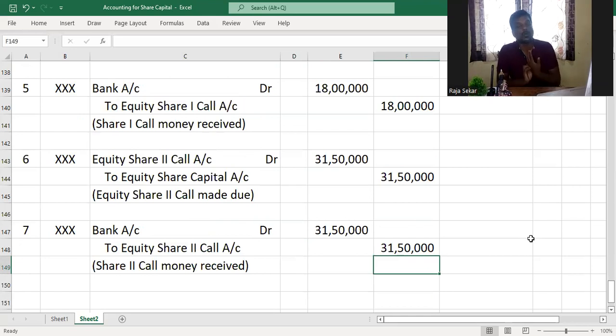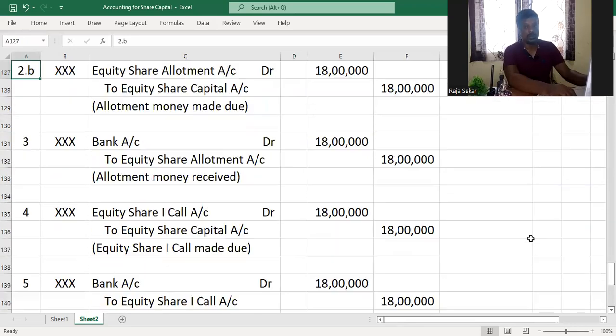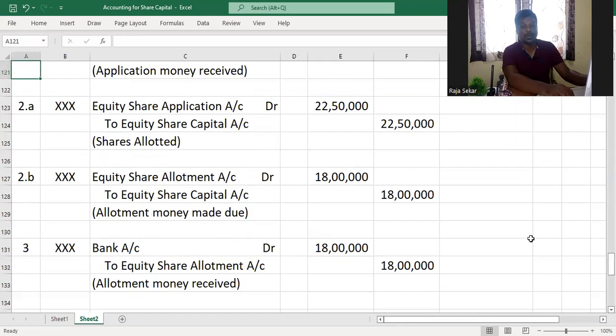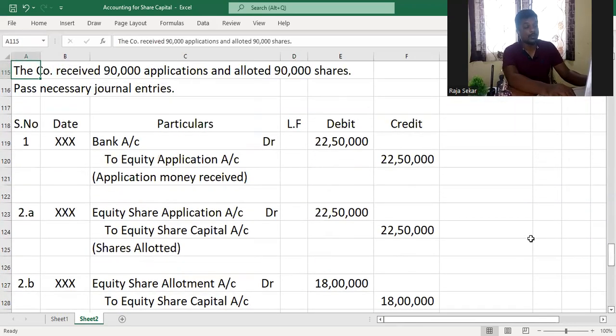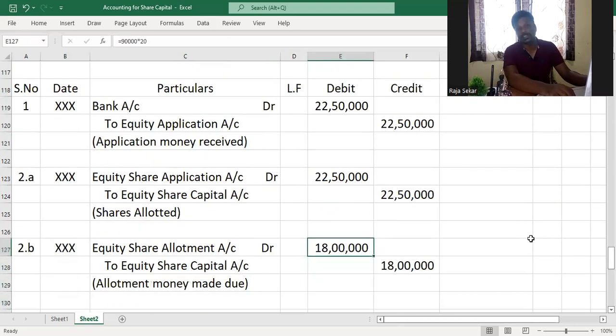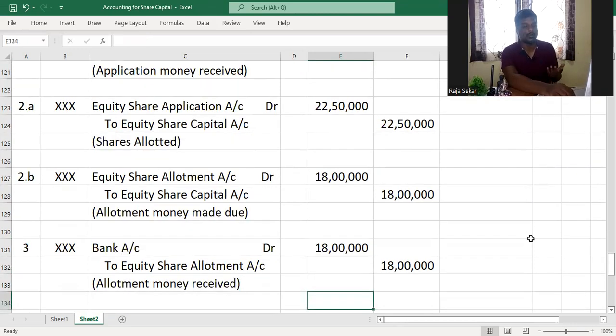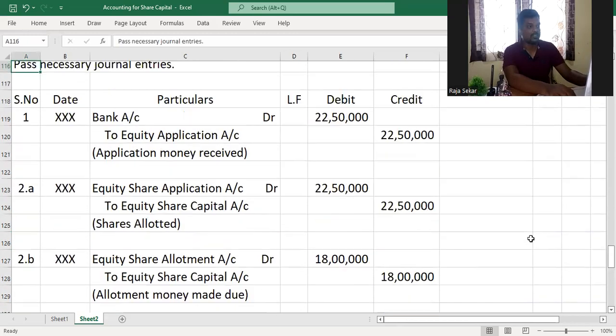All right, children. So with that, we have come to the end of this Kartika Limited case, which was a case of undersubscription. Through this problem, I hope you have understood how to account for undersubscription. The only thing is you have to be careful when you receive the application money and when you make the amounts due. It is number of applications received into application money per share, and when you're making the amounts due, it is number of shares allotted into allotment money per share for allotment, first call per share for first call, and second call per share for second call.